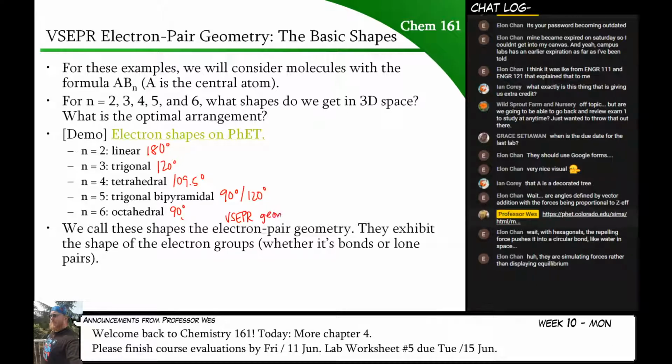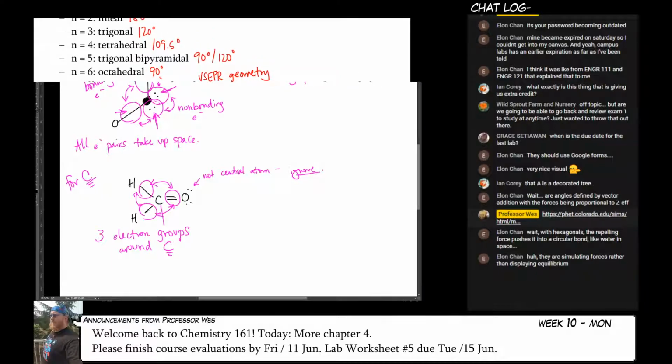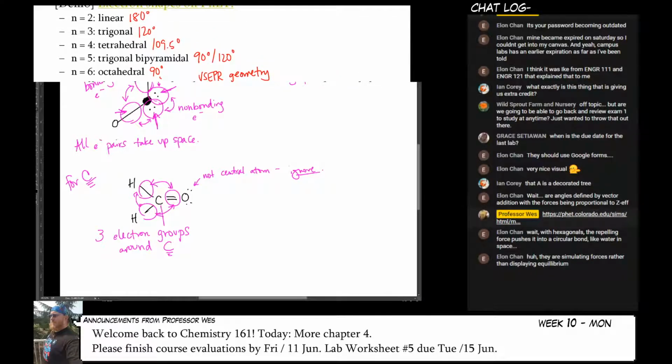VSEPR geometry. Though I try to call it electron pair geometry, just to be consistent with your textbook. This is basically a template. It's just our way of predicting what family of shapes this molecule can belong to. So for instance, if we go over here, I want to get all of these on here real fast.